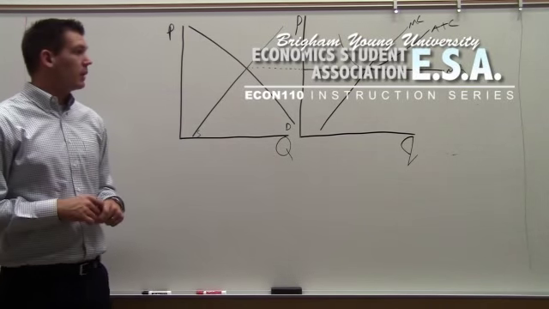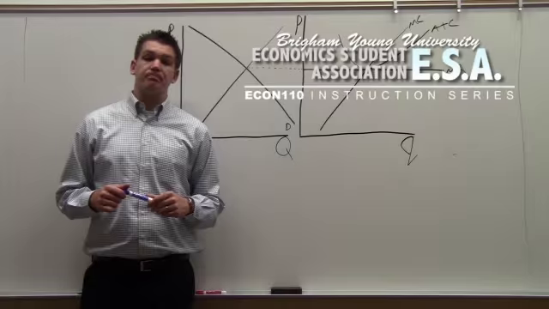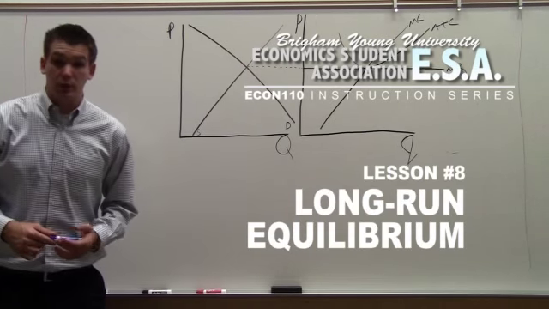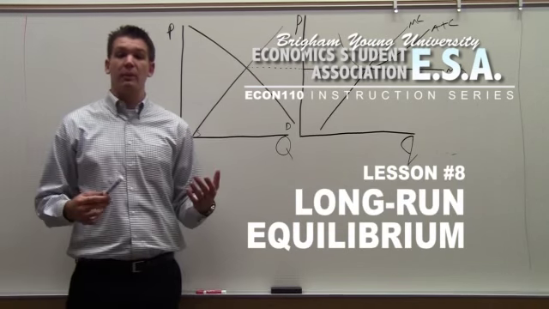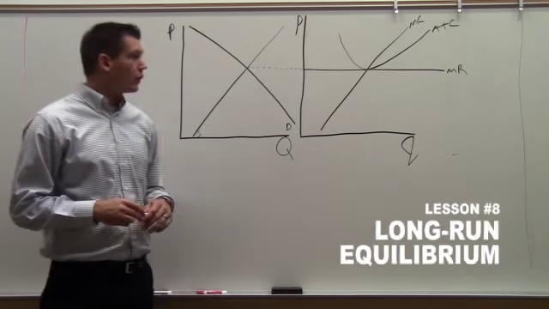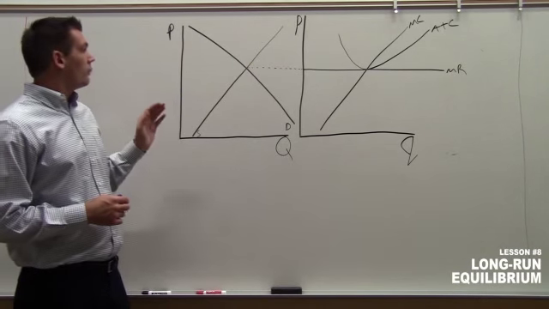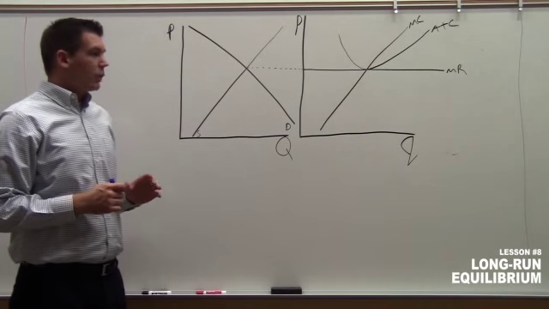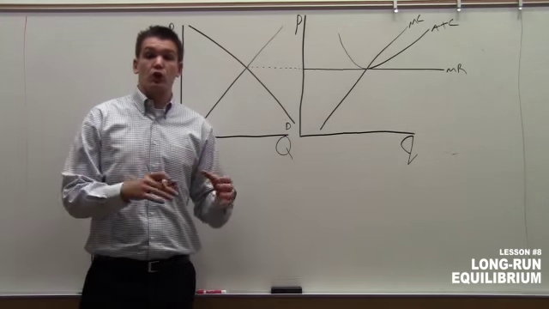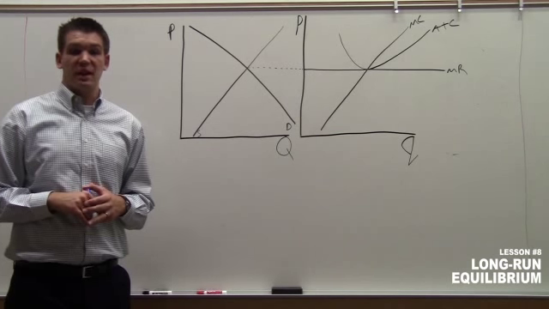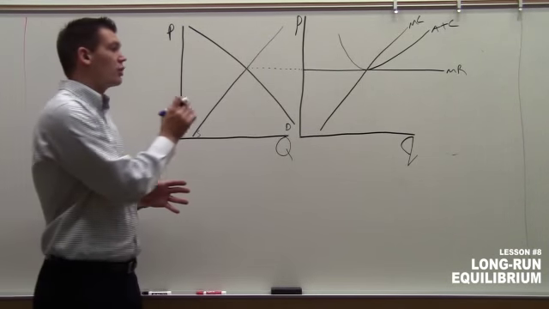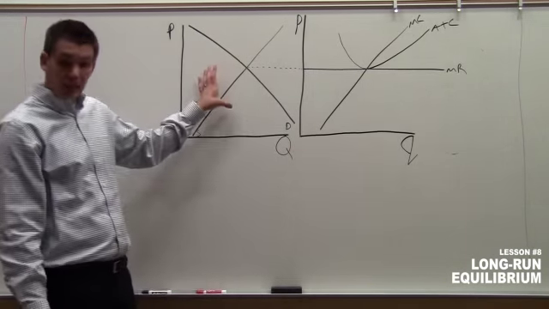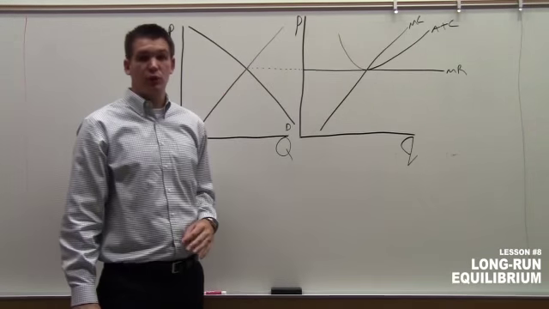Today we're going to talk a little bit about a long-run equilibrium within a perfectly competitive firm. So here we have our market, right? Supply and demand pick an equilibrium price. And so whenever we do long-run, short-run analysis with perfectly competitive firms, I find it best to draw these two graphs side by side, the graph of the market and the graph of the individual firm.